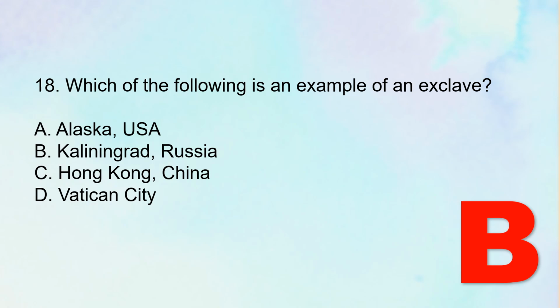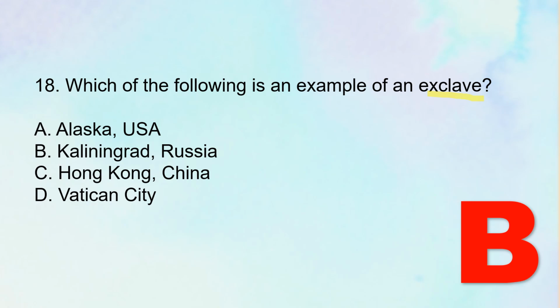We are talking about exclave. An exclave is a portion of a country that is geographically separated from the main part by another country. And this place, Kaliningrad, is a Russian territory between Poland and Lithuania, and it's detached from mainland Russia.